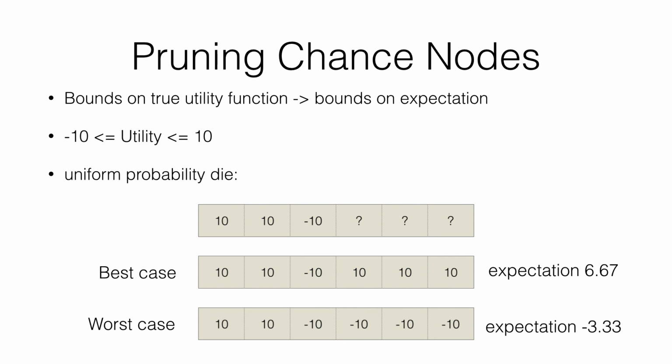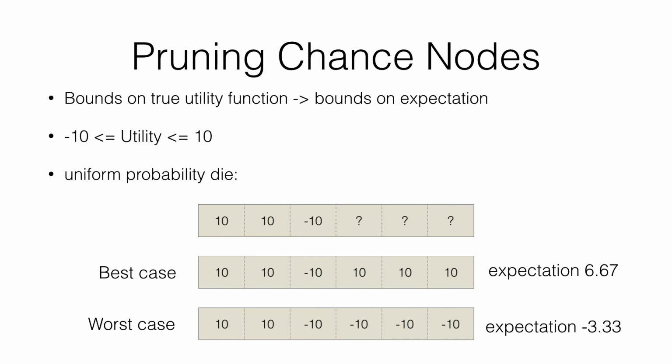So the answer is no, because that value could be minus infinity, right? If that utility value is minus infinity, the expected value is minus infinity. If that value is positive infinity, the expected value is positive infinity. So given that we have an unbounded utility function, we don't know anything about that final expectation.